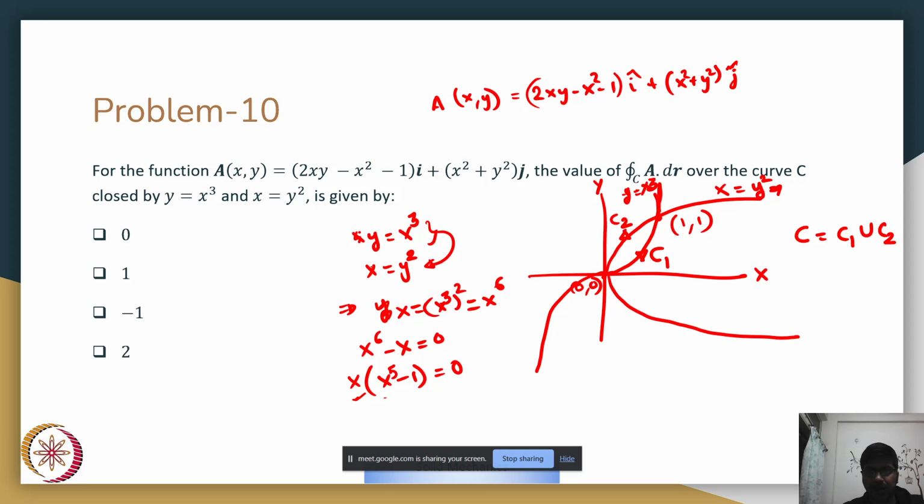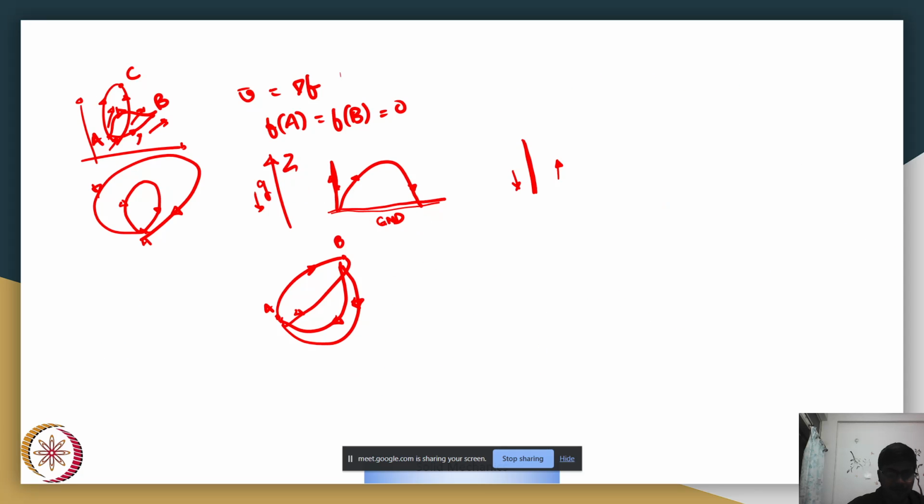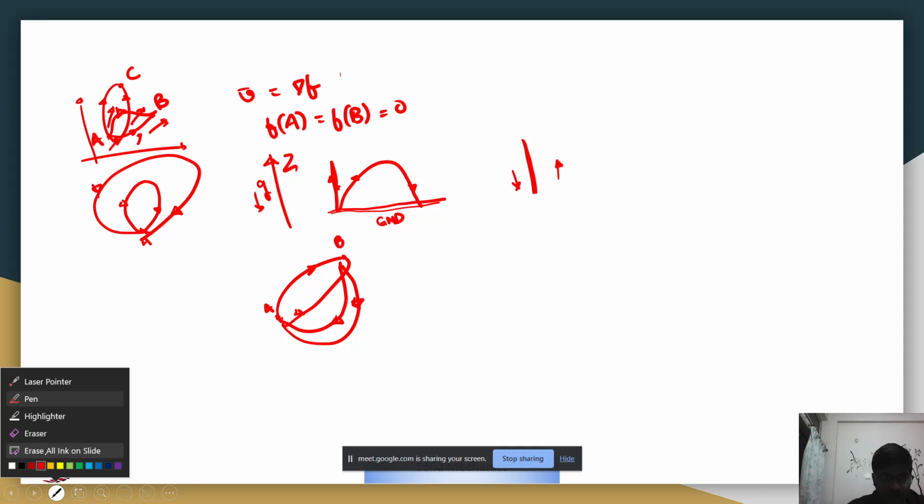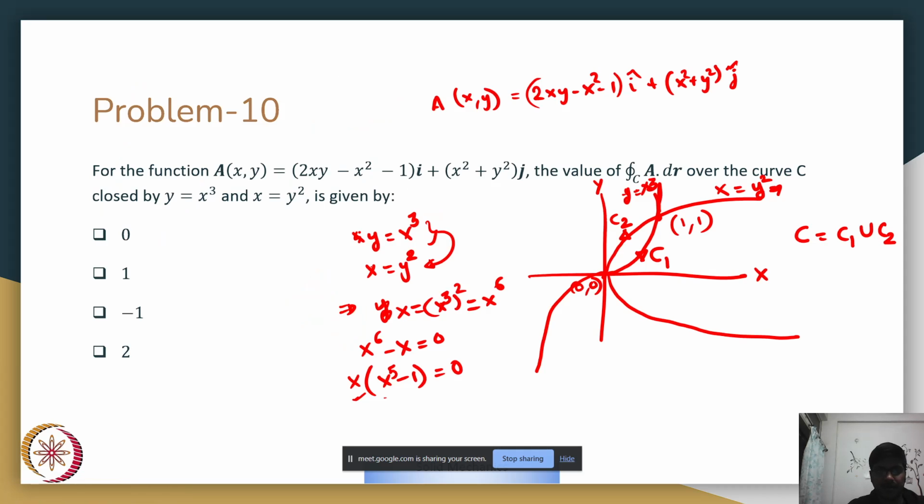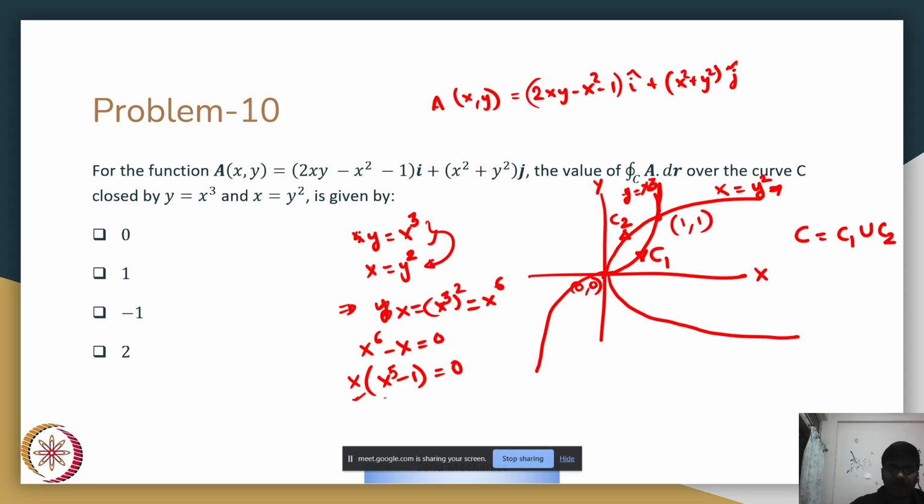Okay, and now we are asked to calculate the line integral. The way to do this, I'll just clear the ink here. The points (0, 0) and (1, 1), y equal to x cube is C1, x equal to y square is C2, and the field A.